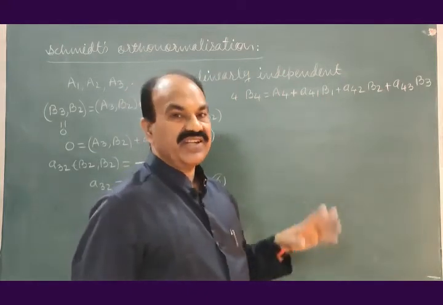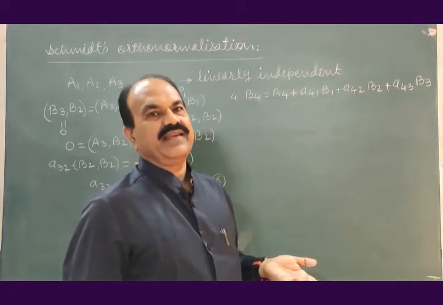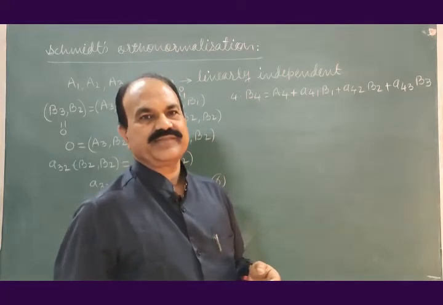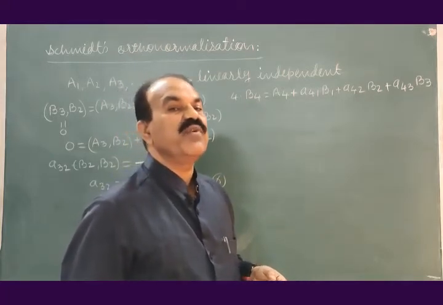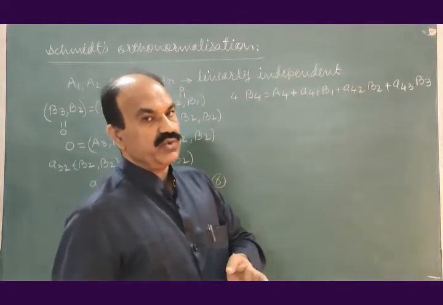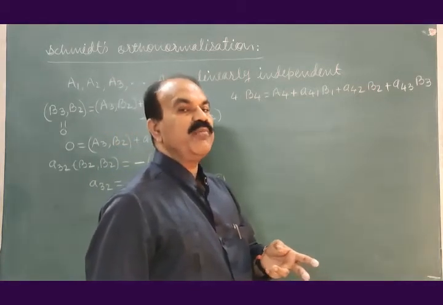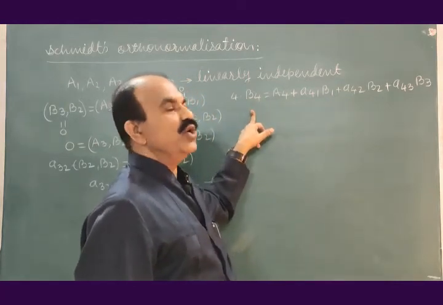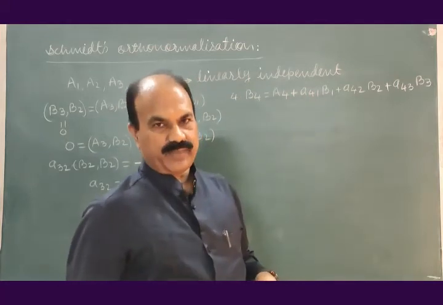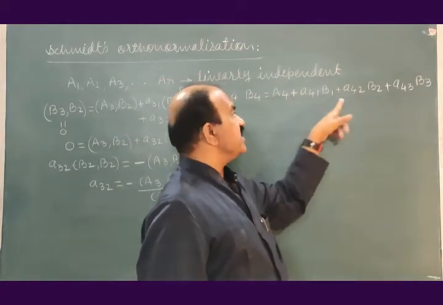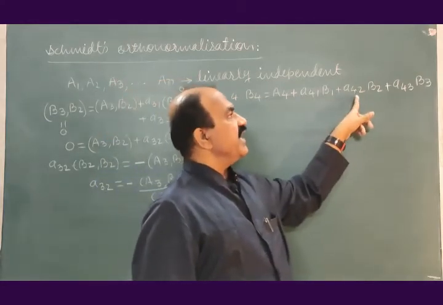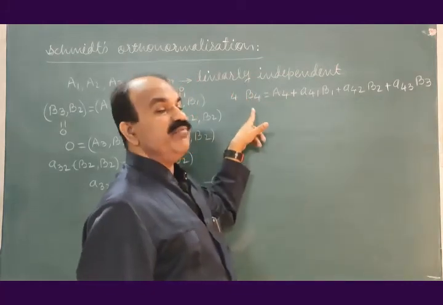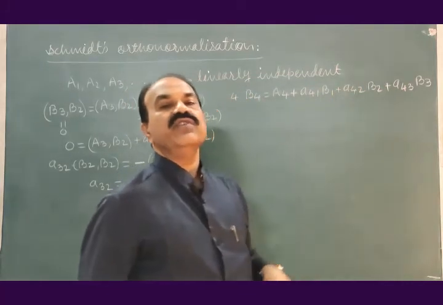And therefore, what are these? These are the scalar constants. We have to get equations for a41, a42, a43. And to get these, what we need to do? We have to remember the property that b1 is orthogonal with b4, so that we can get the value of a41. Then b2 is orthogonal with b4, so that we can get the value of a42. Then b3 is orthogonal with b4, so that we can get the value of a43.